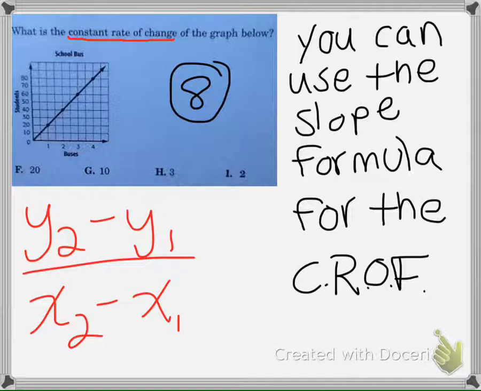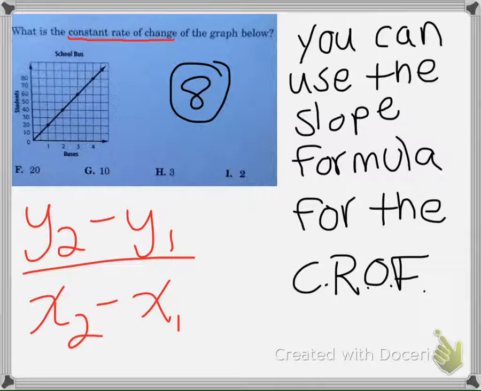And like I was saying in class, if you're constantly talking, that means it's happening over and over again. It's a constant thing. So constant rate of change, the change is going on, the rate of change is going on, but we want to know the constant, so how much it keeps going per bus.